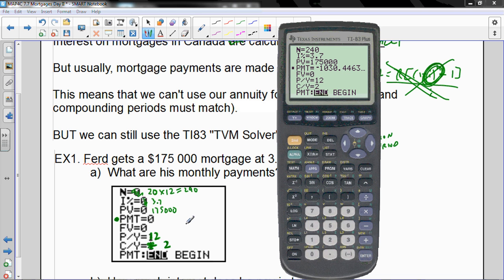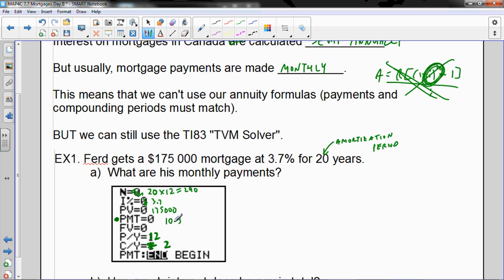Bam, right there, 1030.45. So his payments are $1,030.45, which is reasonable. That's a reasonable mortgage payment. About $1,000 a month for a house seems reasonable.